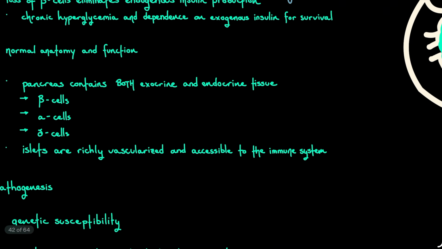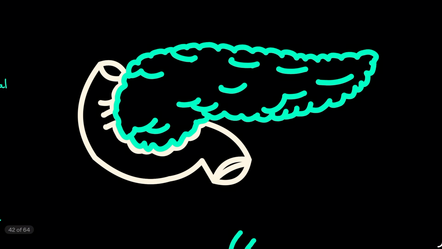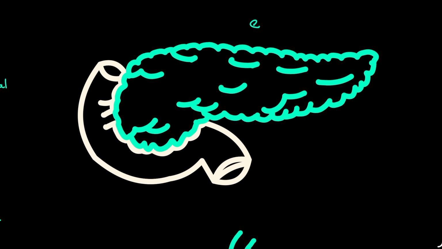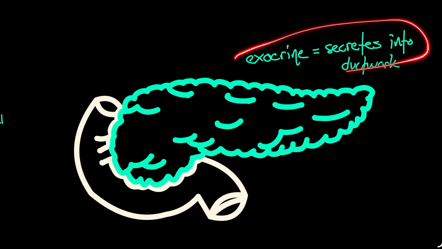So the pancreas contains both exocrine and endocrine tissue. Let's go on over to this drawing that I have here. So this is how your pancreas looks. It looks like a chicken tender. 99% of the tissue that composes the pancreas is exocrine, which means it secretes into the organ's own ductwork. In this case, the exocrine products secreted into the pancreatic ductwork are digestive enzymes.